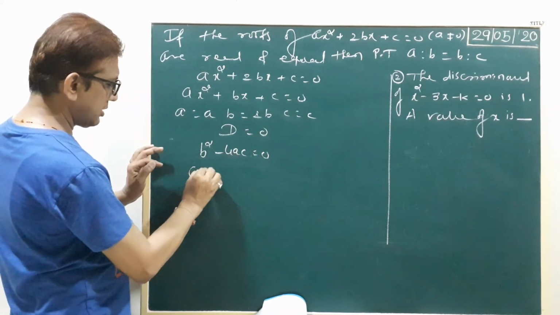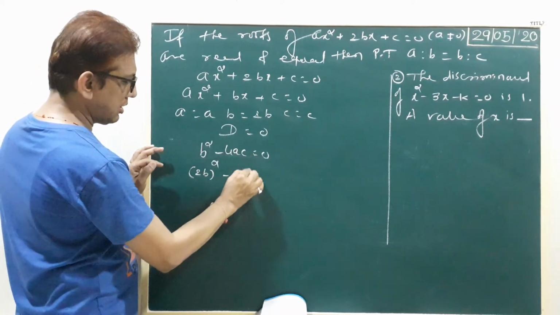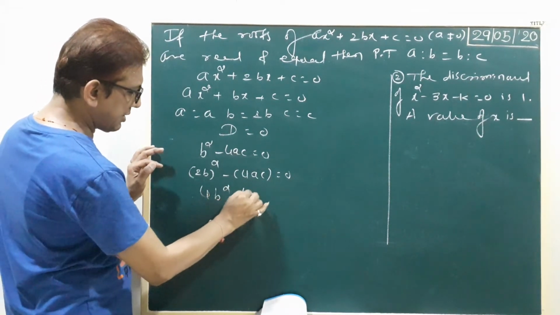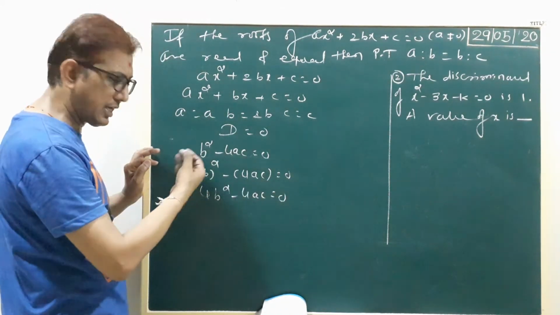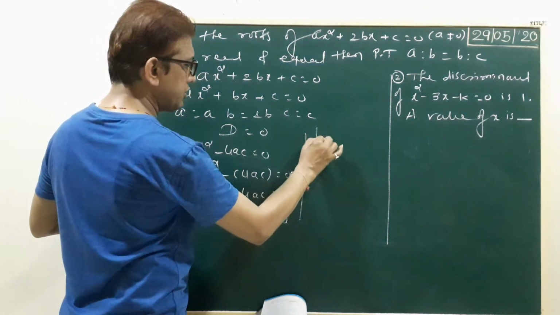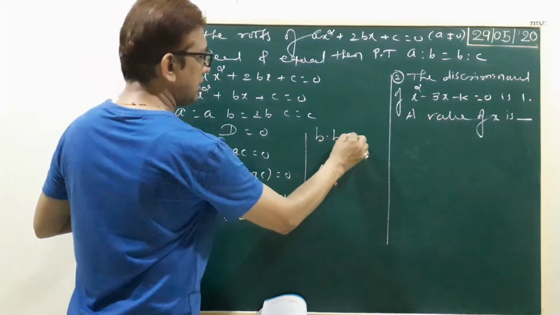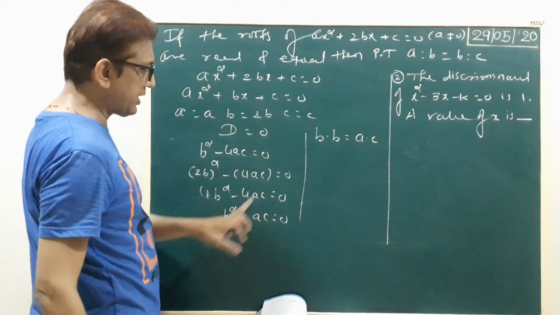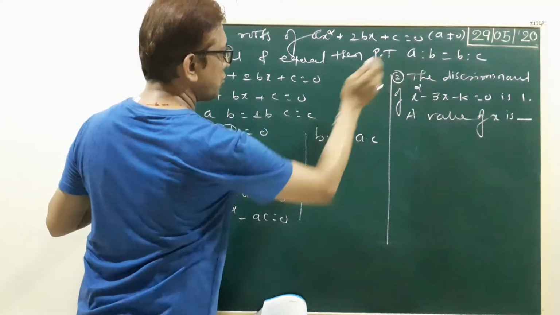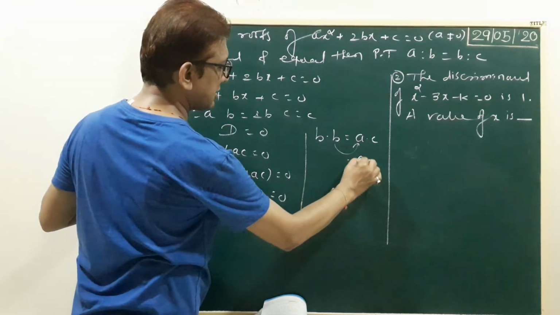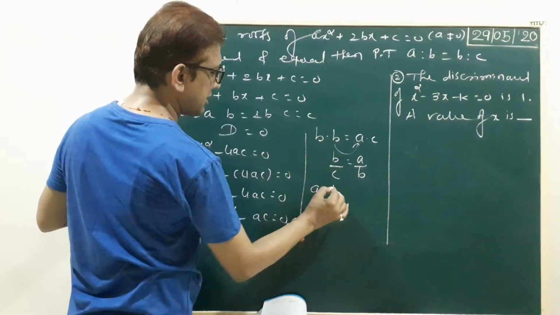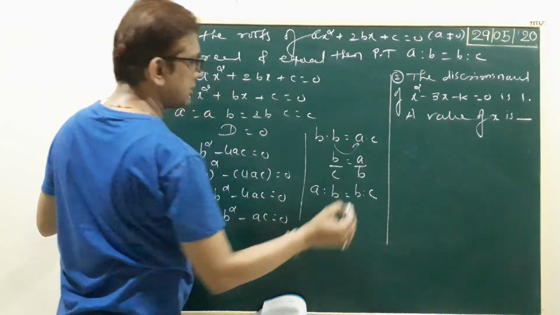Now put (2b)² − 4ac equal to 0, with a = a and c = c. So 4b² − 4ac = 0. 4 is again common, so b² − ac = 0. So b² we write as b × b = a × c. We get ac on the right side. To prove a ratio b: b in the denominator, and c in the denominator, so a/b = b/c. So our final answer is a : b = b : c.